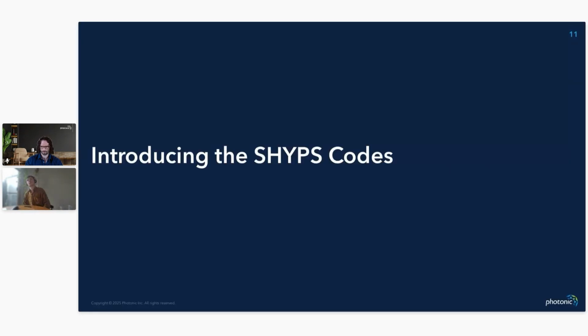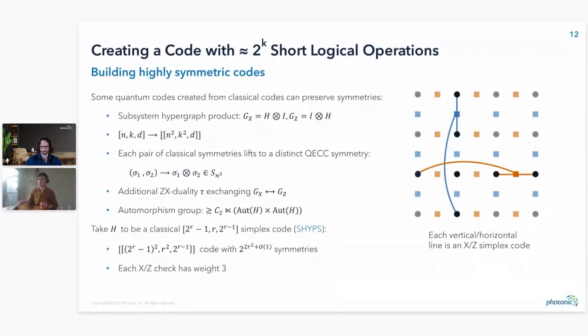Right, so we've done our setup. We're now ready to introduce the SHYPS codes. Essentially, we went in search of a really symmetric code. We want a code with this exponential number of symmetries, hoping that we'll get an exponential number of nice short logical operators, and then hoping further that these will efficiently generate the full Clifford group.